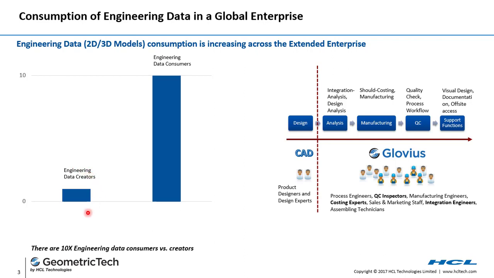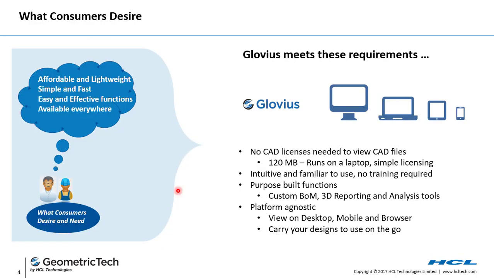Glovius is a modern CAD viewer built to enable consumption of 3D data across the enterprise. We notice that a number of non-designers still use CAD software for simple operations like viewing the files, measuring them, and collaborating with other non-designers. Glovius is designed in such a way that it offers simple setup and management with an intuitive UI and purpose-built tools to accomplish your tasks.